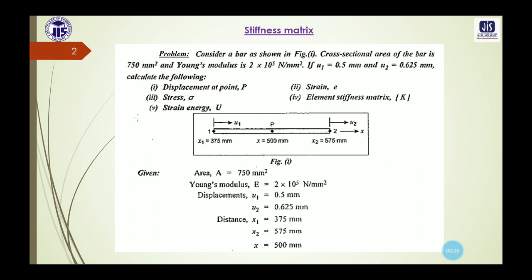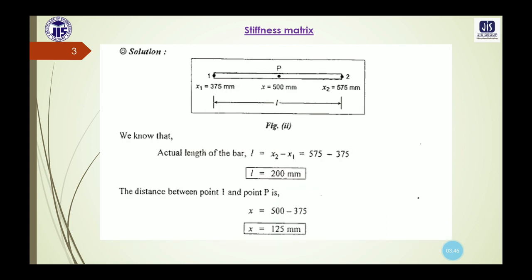Now the cross-sectional area of the bar is given as 750 millimeter square. The Young's modulus is given as 2 into 10 to the power 5 Newton per millimeter square. Now the displacement U1 is given as 0.5 millimeter, U2 is given as 0.625 millimeter. Here the distance x1 is given as 375 millimeter, x2 is given as 575 millimeter, and x is given as 500 millimeter. So these are the things given in this numerical.